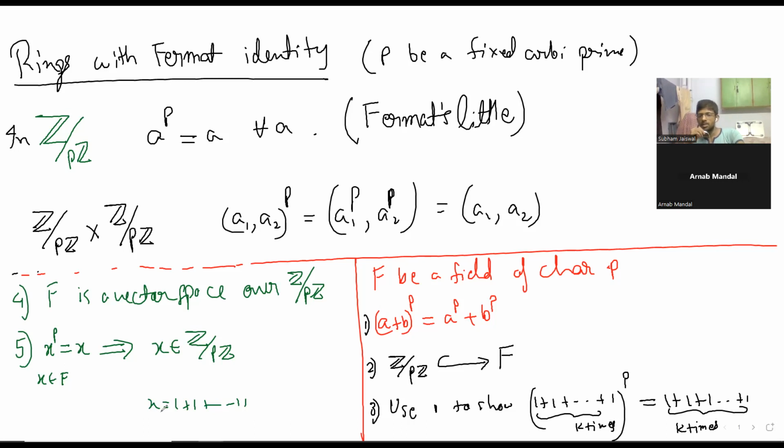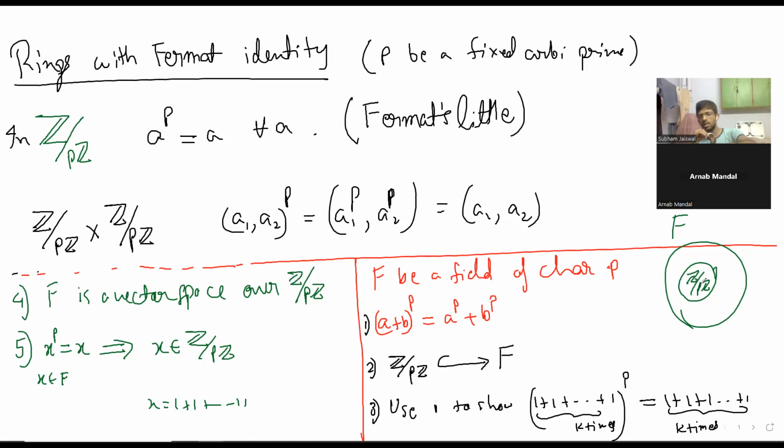Right? In 3, what did we say? So is this picture okay? That this F is there, and there is Z mod pZ sitting inside it. That picture is fine, right? So there is F and Z mod pZ is sitting inside it, and we exactly know what it is. It is 1, 1 plus 1, 1 plus 1 plus 1, and those things. That's Z mod pZ.